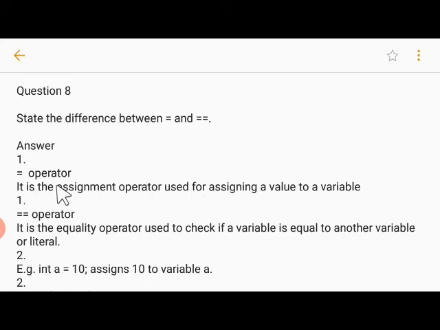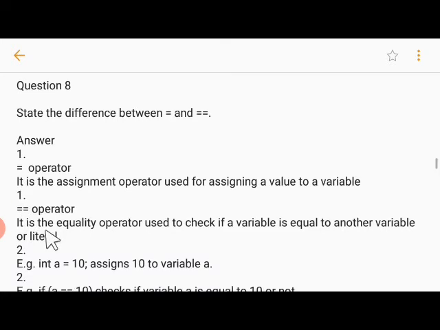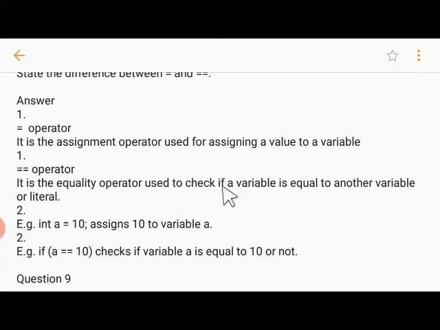Okay, and in Java, how do we declare a constant? By using the keyword final. We'll discuss that in some other lecture. Right now we talk about the difference between the single equal to and double equal to. Now we talk about the double equal to operator. It is the equality operator used to check if a variable is equal to another variable or literal. So it simply checks, and it is a relational operator.